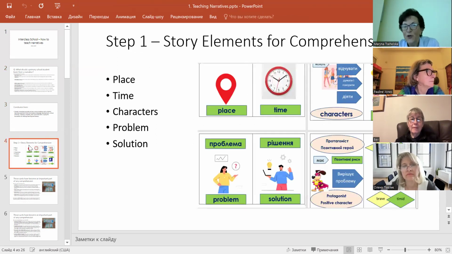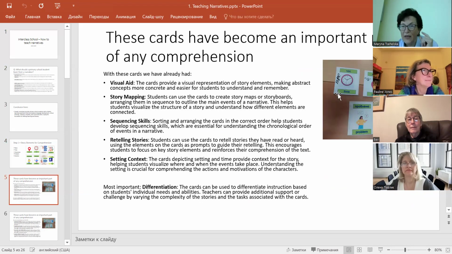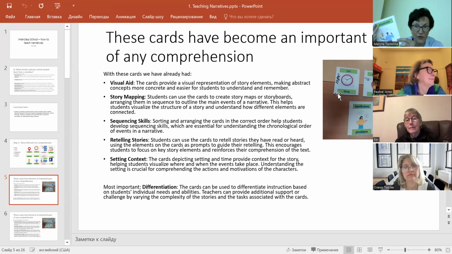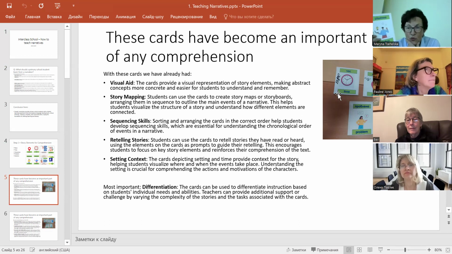So step number one, we took from SFL the main elements of the story, which are place, time, characters, problem, and solution. And we made the cards, which looked like this. So this is the photo from the classroom. And every time, I also have the cards with me here. Every time we are doing something, we're showing them the cards. And you see, they have English and Ukrainian both.